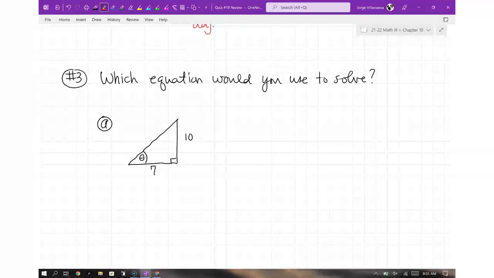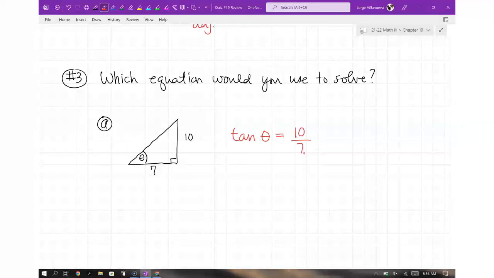So look at my angle. Is 10 my opposite, adjacent, or hypotenuse? Opposite. Is 7 my opposite, adjacent, or hypotenuse? Adjacent. So that's opposite and adjacent. So tangent, right? So you just got to pick this answer. You don't have to do anything else. Just look for that answer right there.